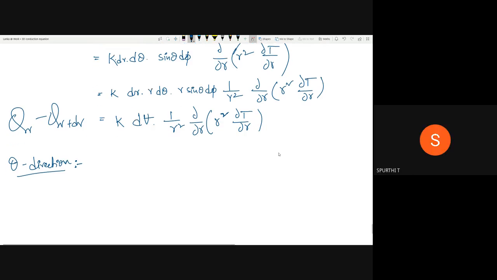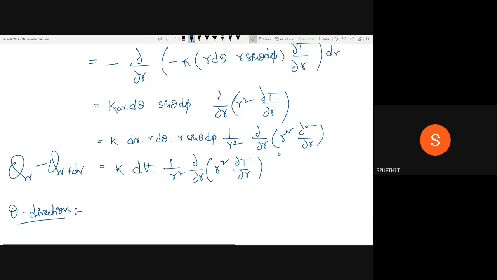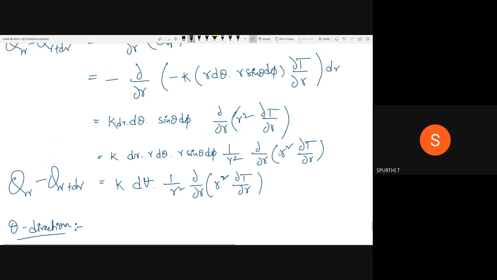I'll move on. Yeah, tell me. In the above equation, R is differentiated with respect to dt and d phi, no sir. How can we take R separately and those terms separately?